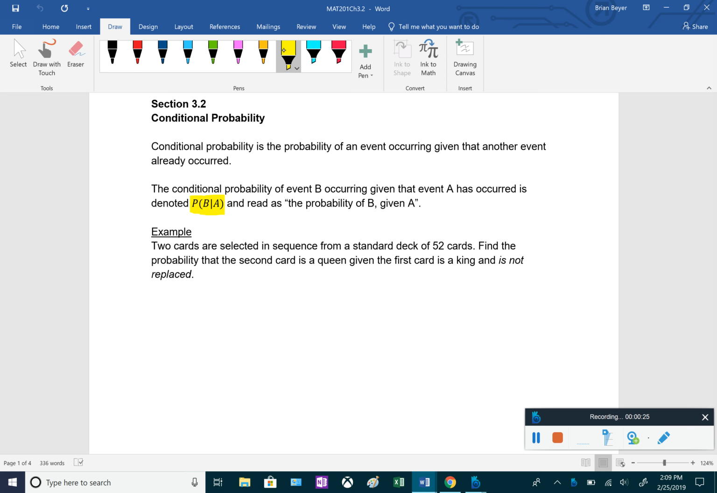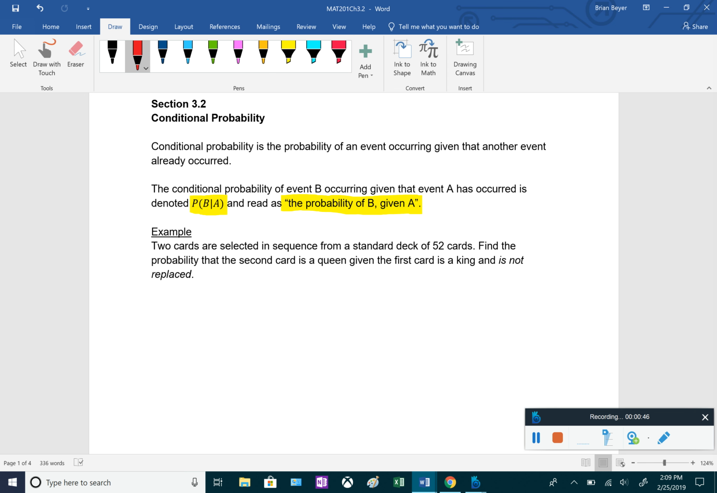denoted like this. It's the probability of B such that A already occurred, and we can read it as the probability of B given A. So some event A already happened, and we want to determine the probability that event B will now happen. Let's see an example here.